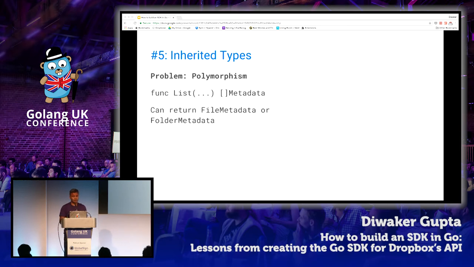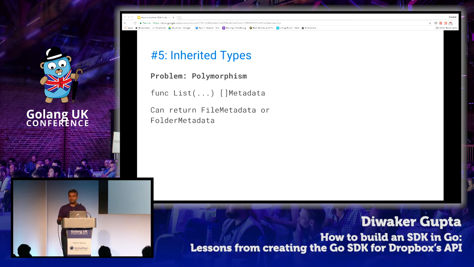The first one is polymorphism. In the classic object-oriented sense, wherever a return value or an input parameter of the base type is specified, a subtype should be acceptable. In this case, we have a List method that's listing all the files and folders in a given folder, let's say. So it's returning a slice of Metadata, and each of the elements in that slice could either be a FileMetadata or a FolderMetadata. So again, how do we go about doing this in Go?